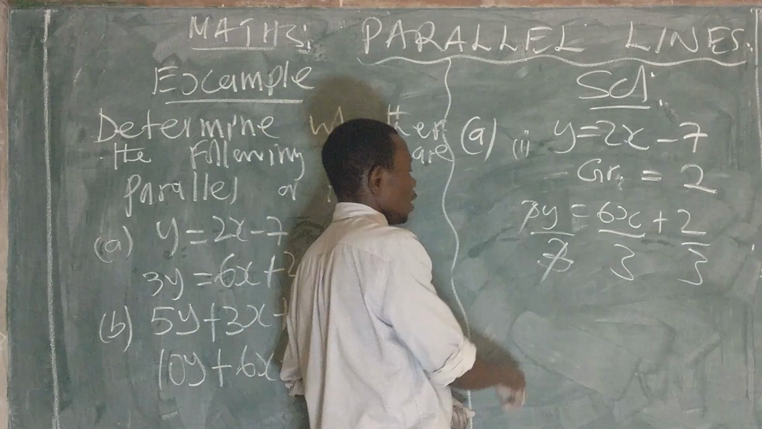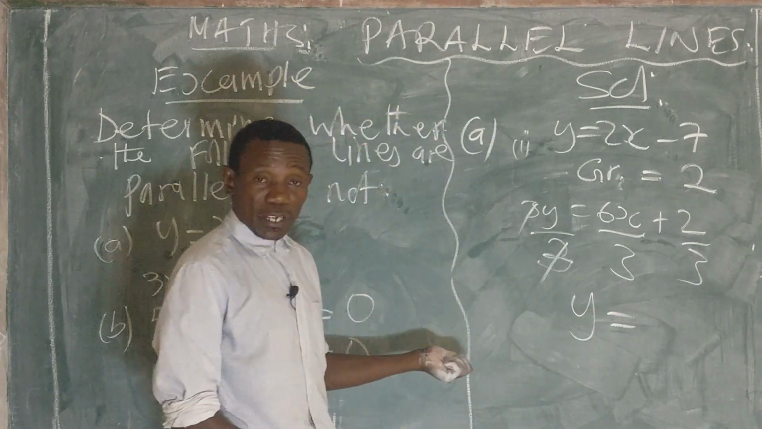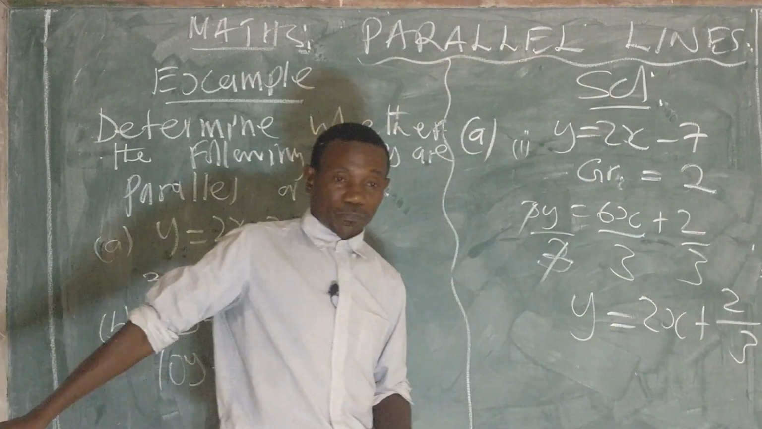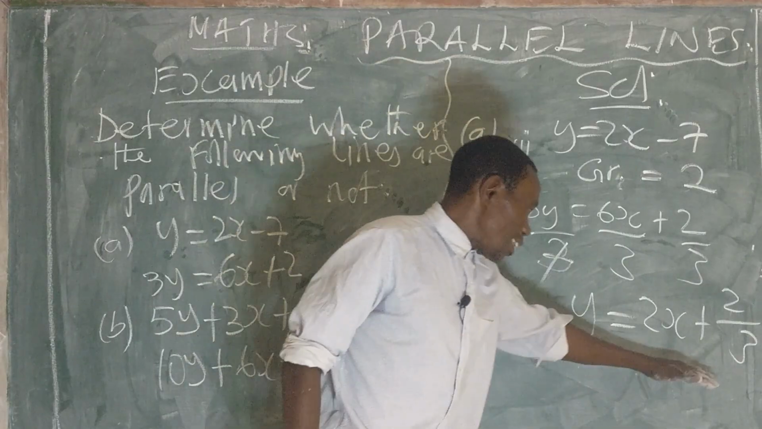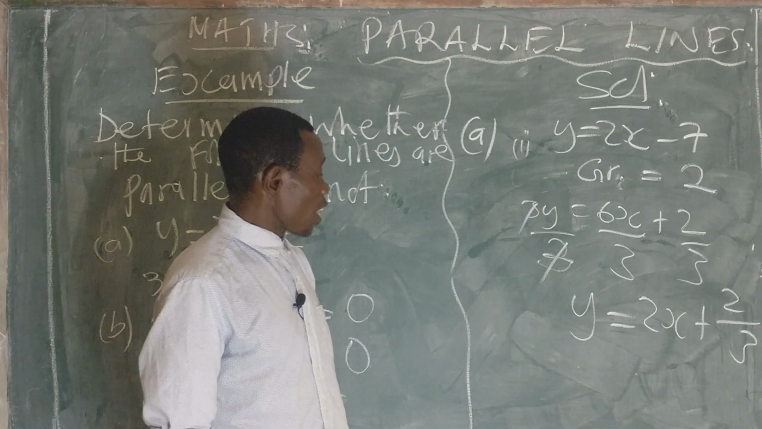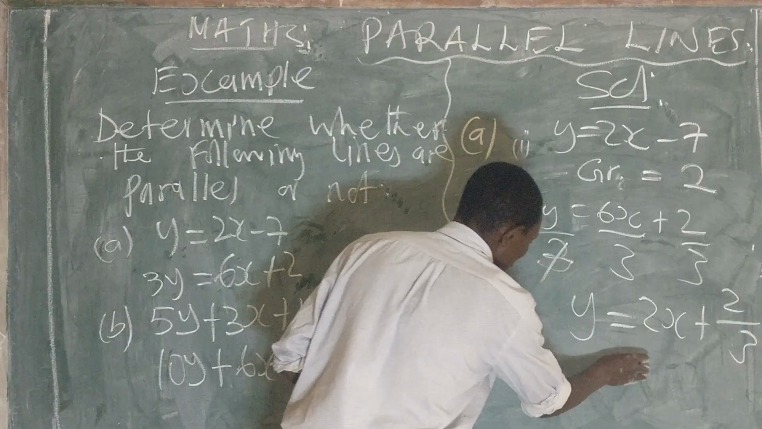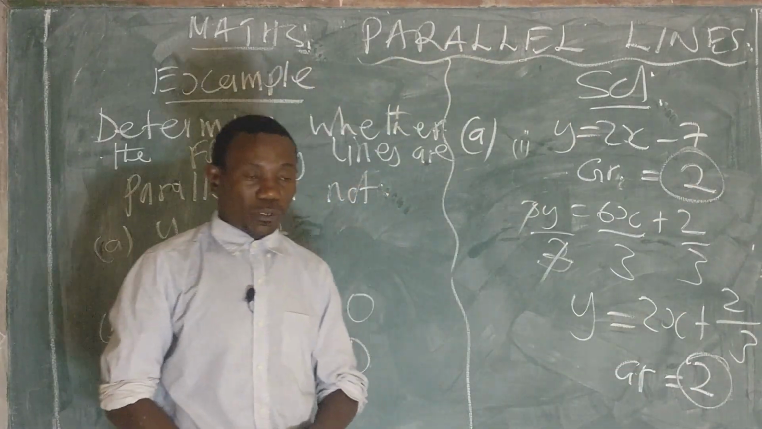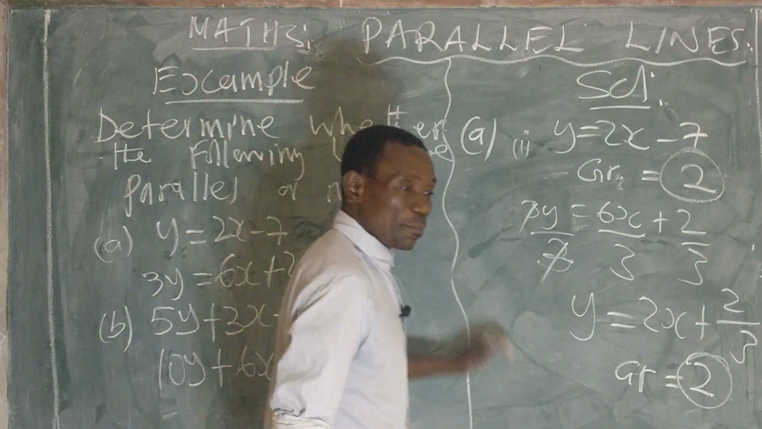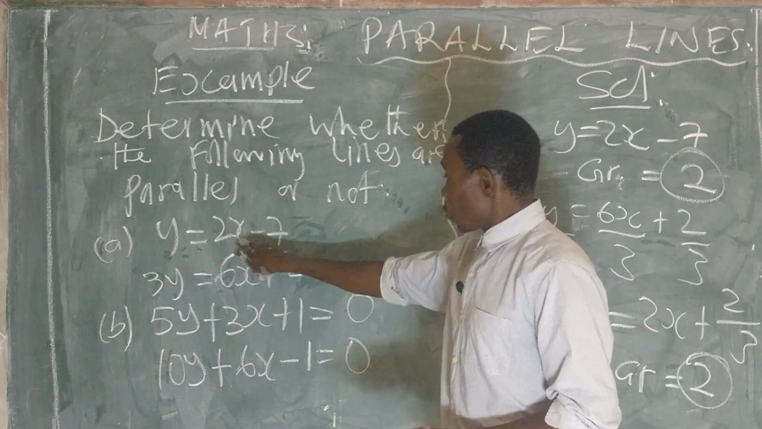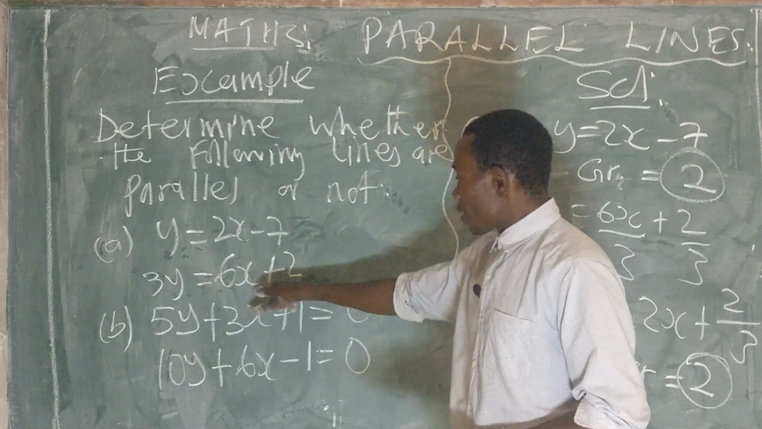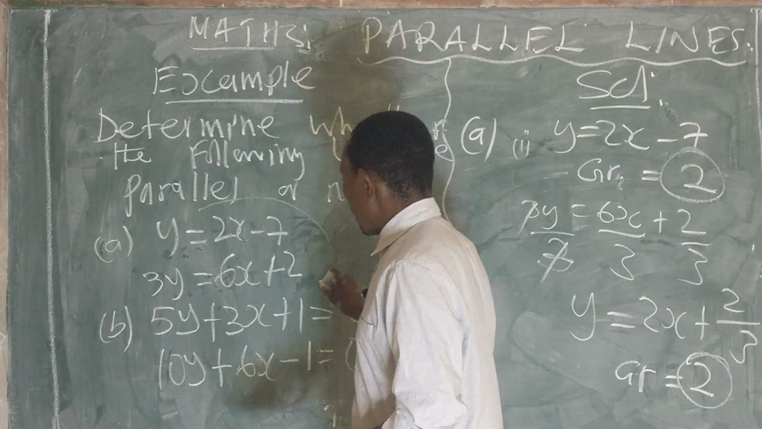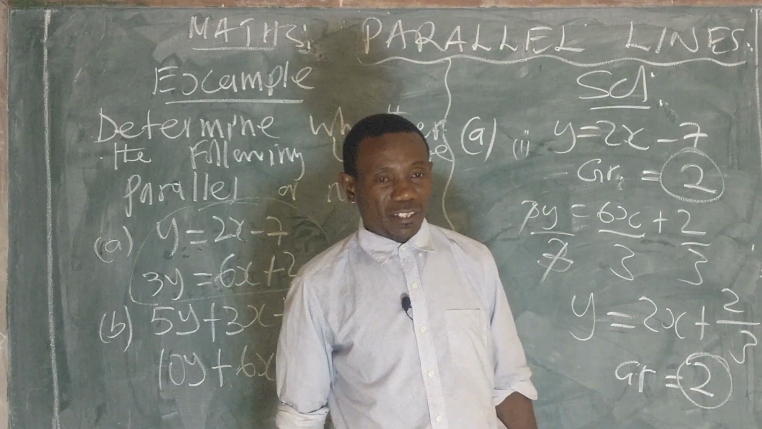So we have 3 over 3 is 1, and y is the subject, then 6 over 3 gives 2x plus 2 over 3. So we can deduce again that the gradient is recognized by the coefficient of x, and definitely here the gradient is also 2. You can see one gradient is 2, the other gradient is 2. Then we conclude that the two lines are parallel. So line y = 2x - 7 and line 3y = 6x + 2 are parallel. That is their status.